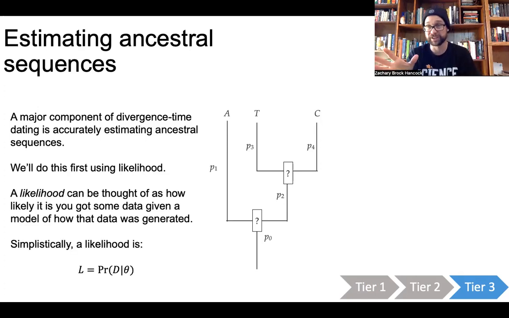So simplistically, likelihood equals the probability of the data, which is D, given some model. We're going to use theta as our indication of a model. Okay, so likelihood, probability of the data given the model. That little bar between them means a conditional probability. So we say that as data given a model.